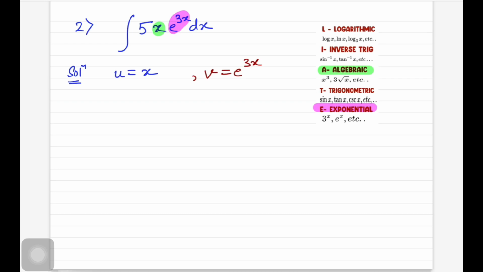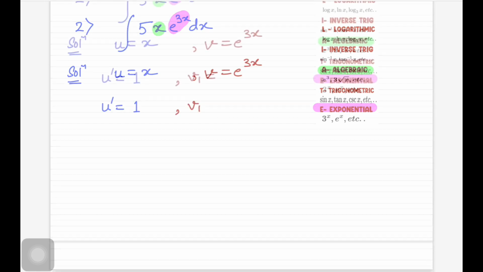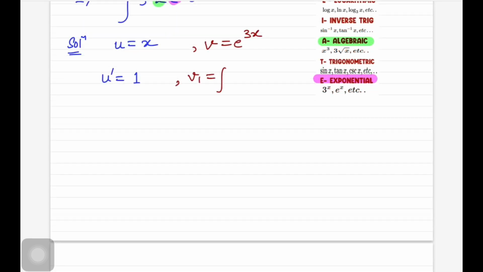Now as we know the formula, what we will do here is find u prime. What is the value of u prime? It will be 1, right? And we are going to find the value of v1. So the integration of v means e to the power 3x dx. The exponential's integration is the same, but 3x is a inner function, so its derivative will be 3. So this is the value of v1.